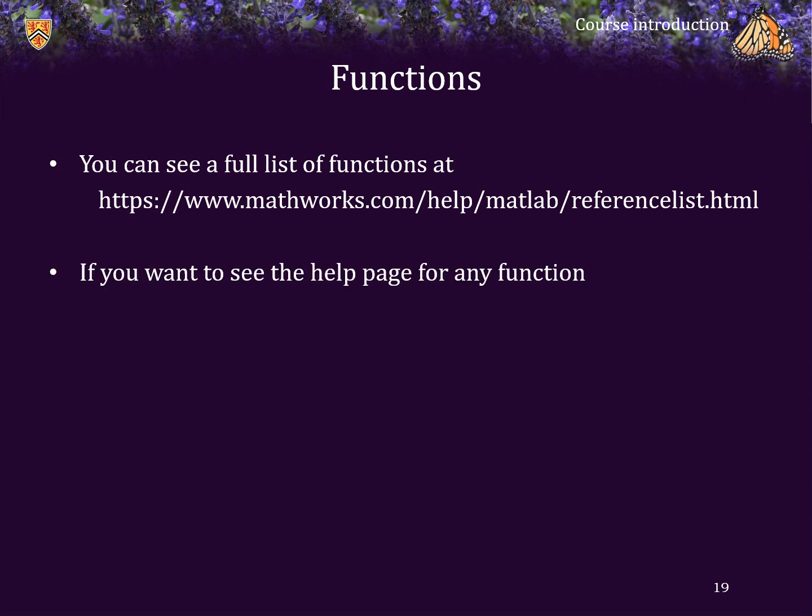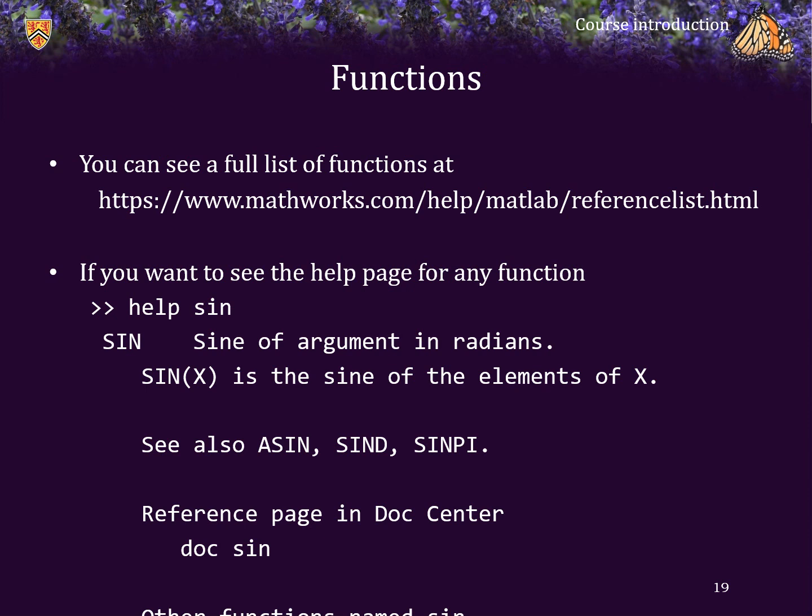Now, if you want to see the help page for any function, or even some of the operations, all you have to do is at the prompt type help followed by the function name. This will print out the corresponding help page. However, there's one thing that's interesting here. Instead of help sign, you can type doc sign. And if you are using a GUI version of Matlab, this will open up the document page for the sign function, which is a little bit more detailed than the built-in text version.